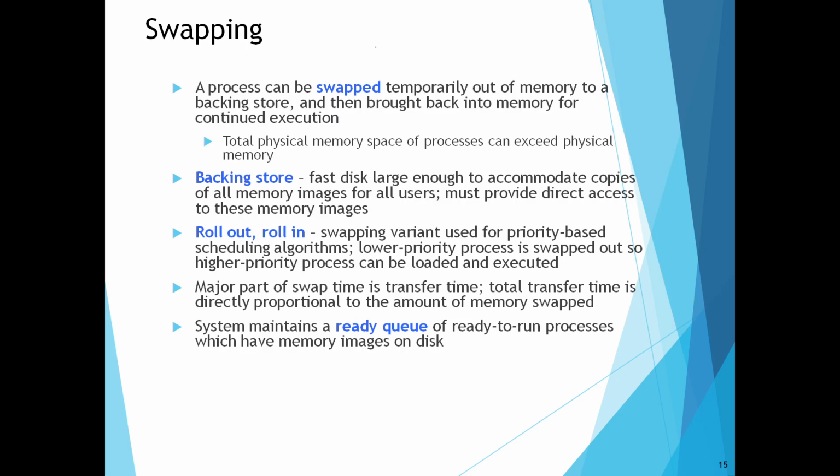Here we are using the concept of roll out and roll in, that is swap out and swap in. It is a swapping variant used for priority based scheduling algorithms. For example, in priority scheduling, in case a higher priority process comes, we swap out the lower priority process and swap in the higher priority process. That is the concept of roll out and roll in. The major part of swap time is transfer time. The total transfer time is directly proportional to the amount of memory swapped.